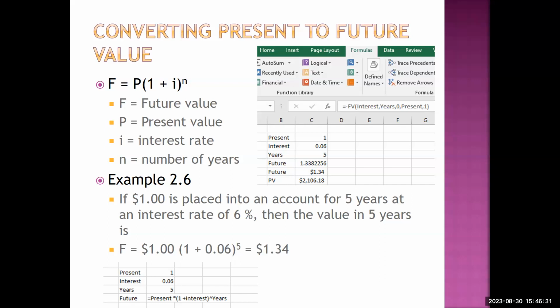Okay, so go ahead and open your spreadsheet and calculate the future value with this function or equation, and then also use this future value function. So I'll give you a few minutes to do that, and we'll pause the video.